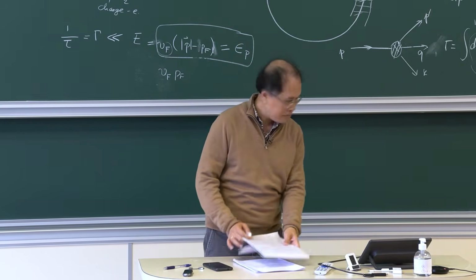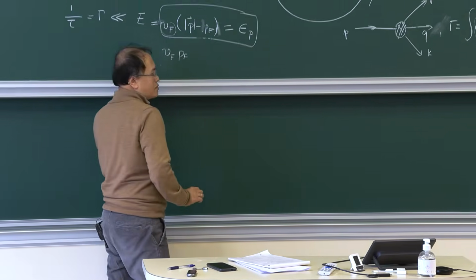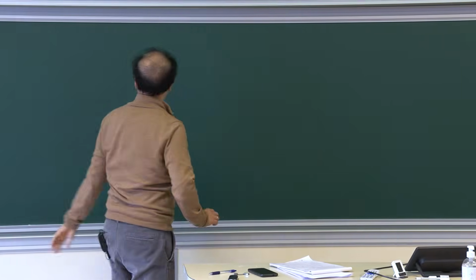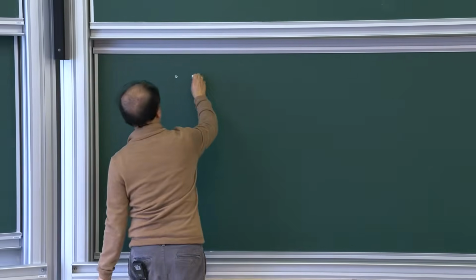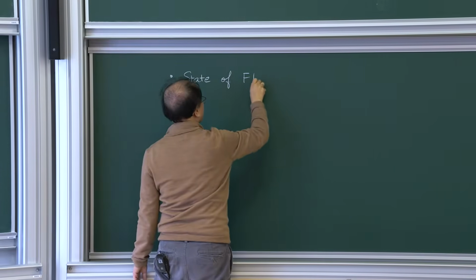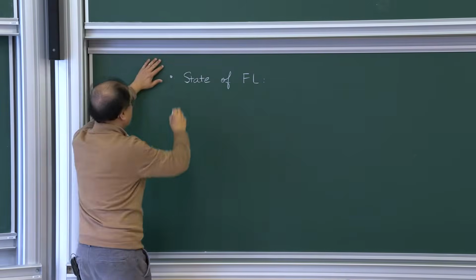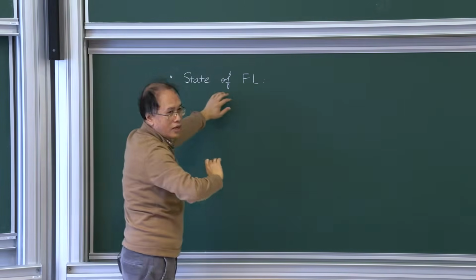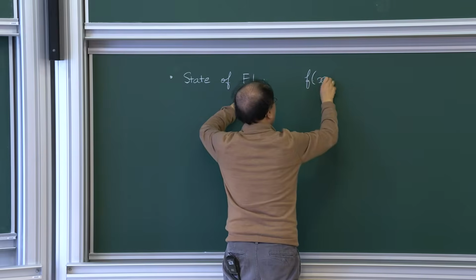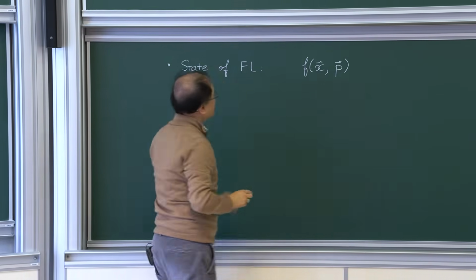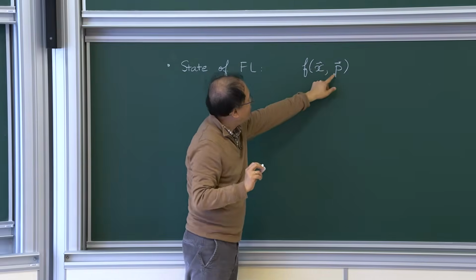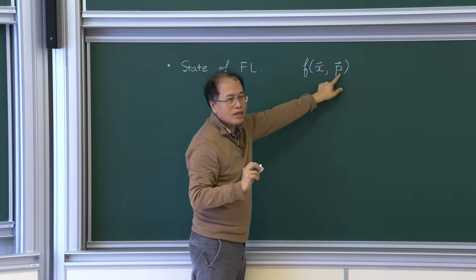Okay, so this is Landau theory. Not yet the Landau theory, but the very preliminary argument that led Landau to postulate that a state of a Fermi liquid can be, from the modern point of view, we should say that the low energy state of a Fermi liquid can be characterized by a distribution function f of x, p, which is the occupation number, a number of fermions at point x that carries momentum p.